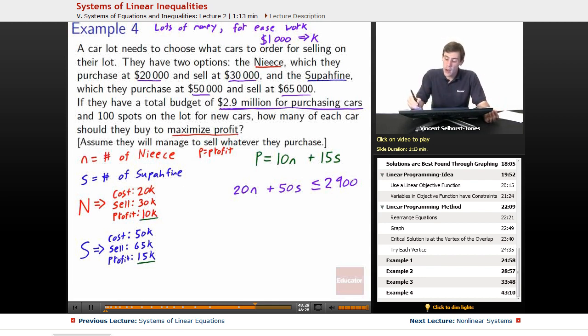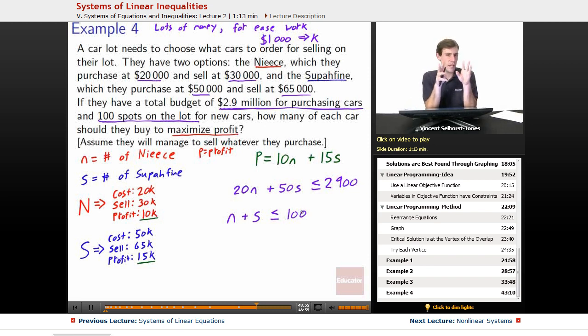All right. Another piece of information that we had was that there are only 100 spots on the lot. So there is a maximum number of spots that they can fit cars into. So if they only have 100 spots to fit cars into, well then the number of nices that we're buying plus the number of superfines that we're buying has to be less than or equal to 100, because they can only fit up to 100 of these cars on the lot. So that's 2 requirements so far.